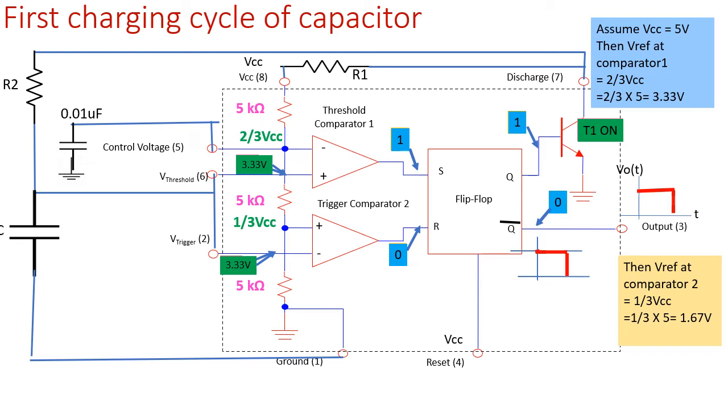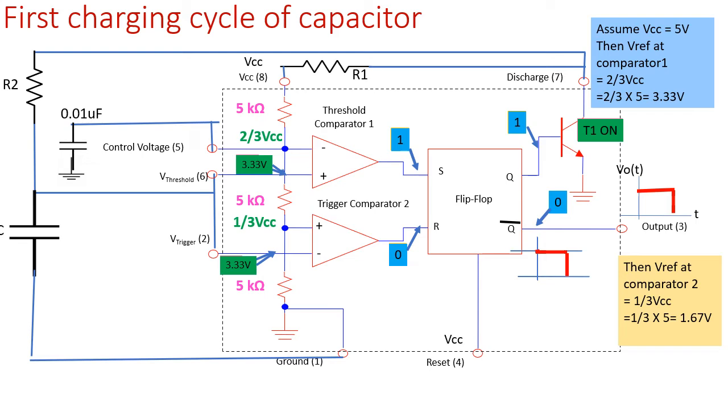So for both comparators, one is my non-inverting comparator, whose reference voltage is 3.33, and the inverting comparator, I am calling it the trigger comparator, whose fixed voltage is 1.67. You should note down that these two comparators have two different reference voltages. These two reference voltages are generated by the voltage divider network, which consists of three equal resistances of value 5 kilo ohm.